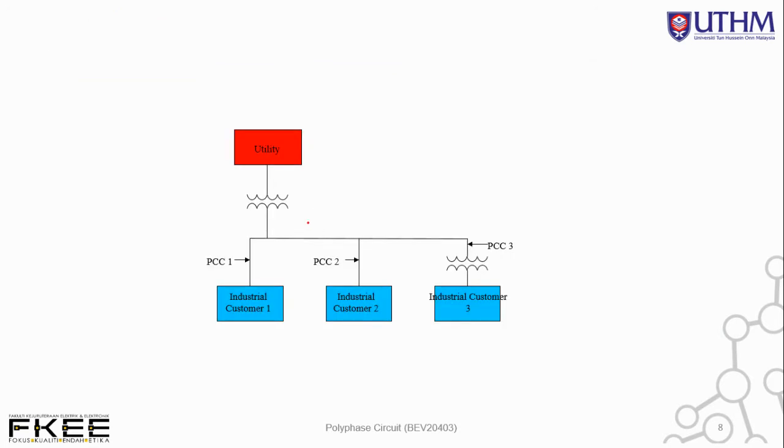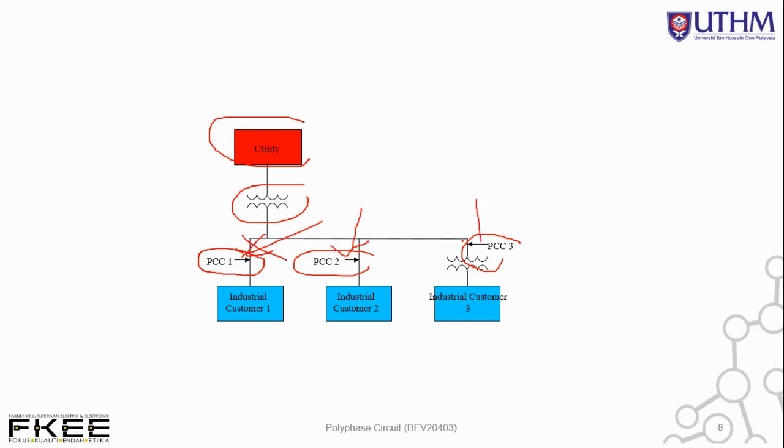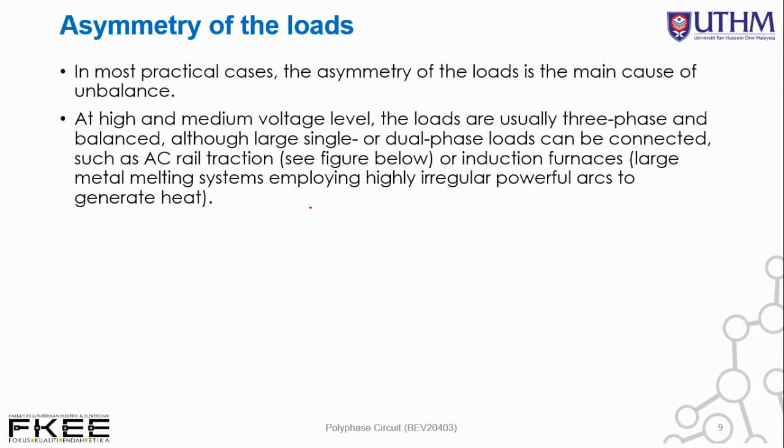All right. So what happened next is, okay, this is your utility. This is the transformer stepping down your supply voltage, for example. So this is the point of common coupling, PCC. Okay. So we have another PCC. We have one group or cluster of industrial customers, another cluster, and a third group of industrial customers. So this is where, all right, basically the unbalance occurs. So asymmetry of the load.